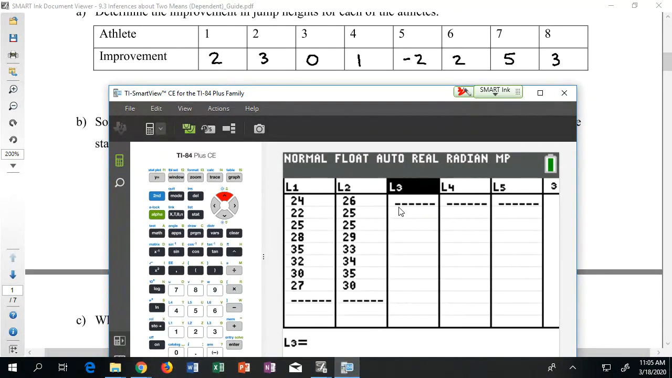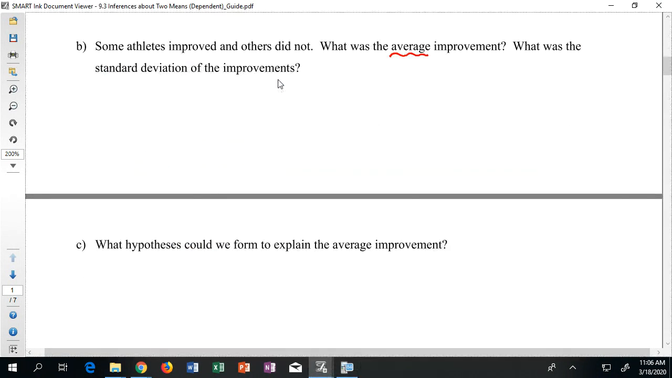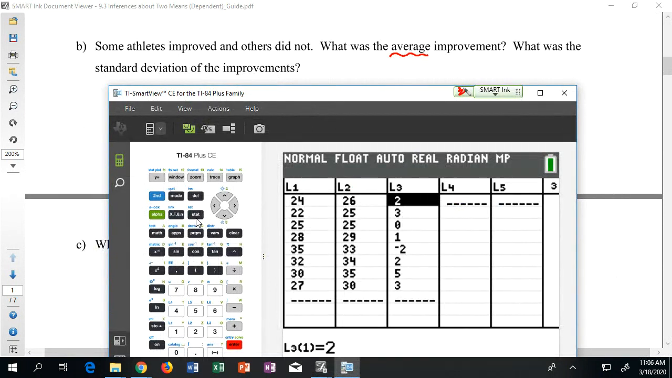And when I'm here, what I can start to do is to type in a little formula. You'll notice down at the bottom, there's a blank space for a formula to be entered. What I want to do is take my after jumps, which is L2, so I'll click second and 2, and then I want to subtract from that the numbers in list number 1. If I do this, notice it automatically does that subtraction, and they're the exact same numbers from the box above. So that's a really quick way that you can get those numbers without a whole lot of work. Because it's kind of annoying. If you imagine I had 80 athletes, I don't want to do each of those subtractions by hand. So when I look at what part B is asking, it says, what was the average improvement and what was the standard deviation of the improvements?